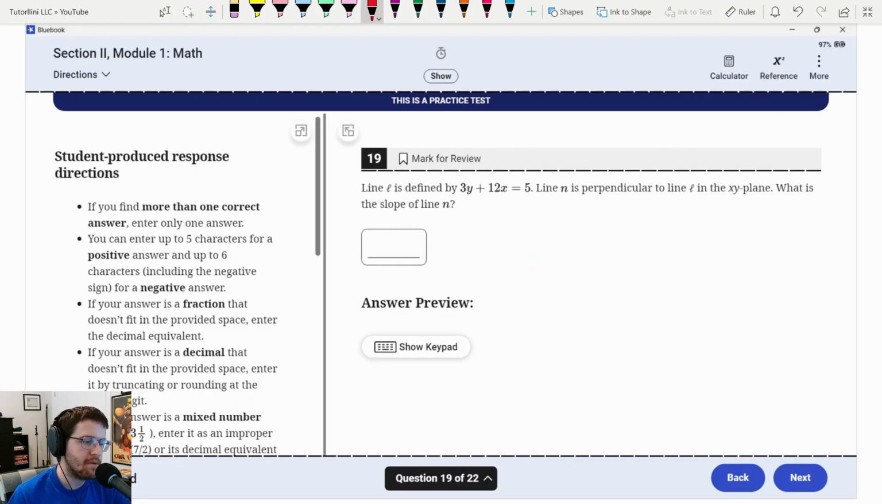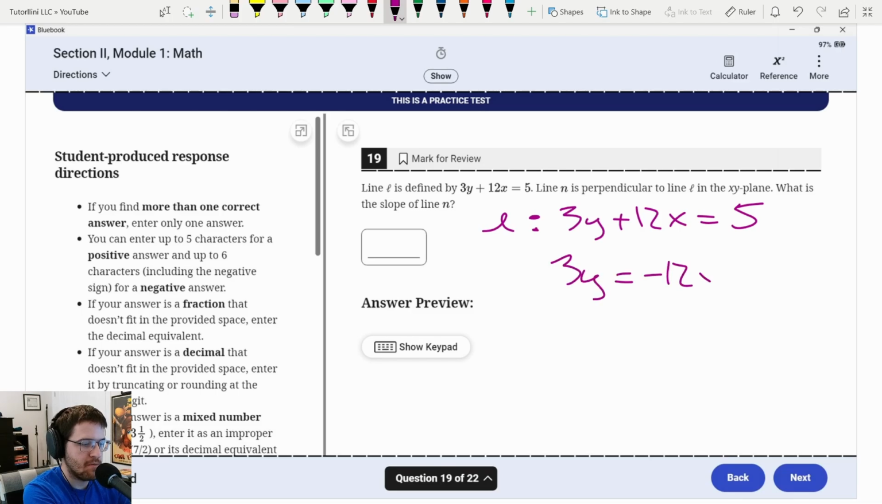Okay, question 19. So to tackle this, we're going to need to find the slope of line L, which is going to be from this equation here. So how about we go and try to put it in slope-intercept form? We're going to try to get the y by itself. So first, we'll move the 12x term to the other side. So we'll subtract 12x from both sides. And we get 3y equals negative 12x plus 5.